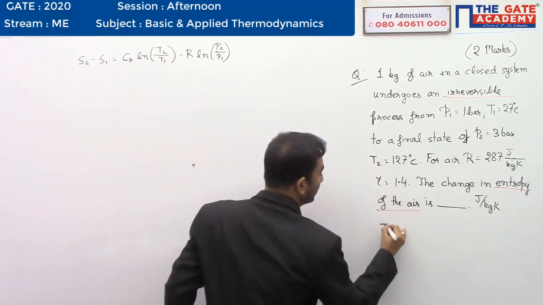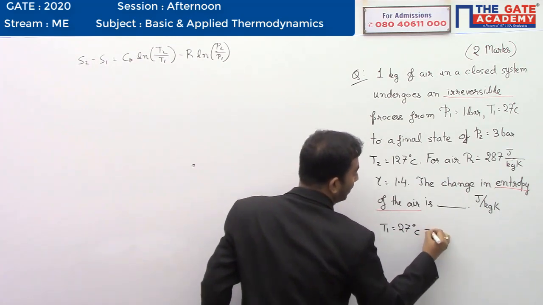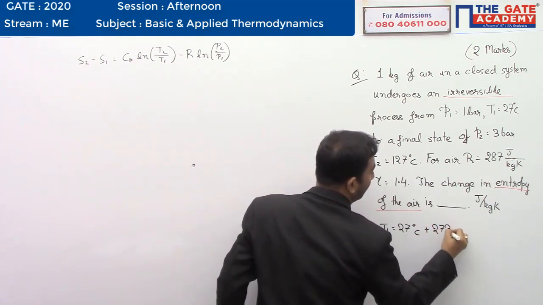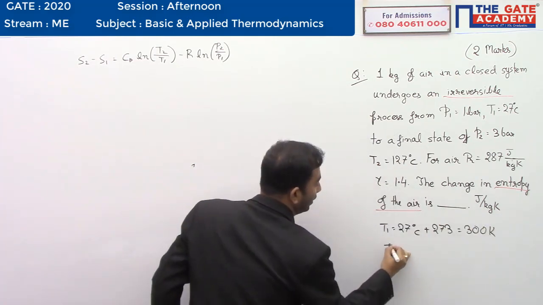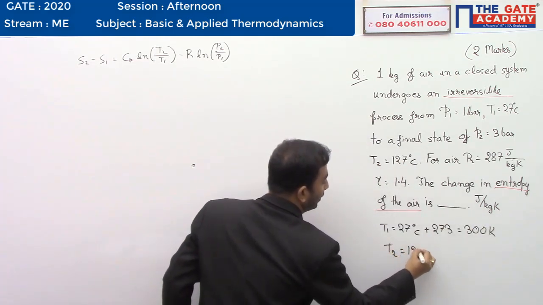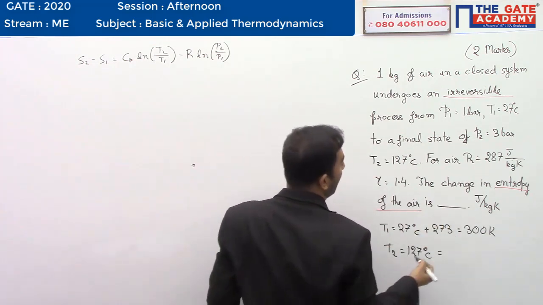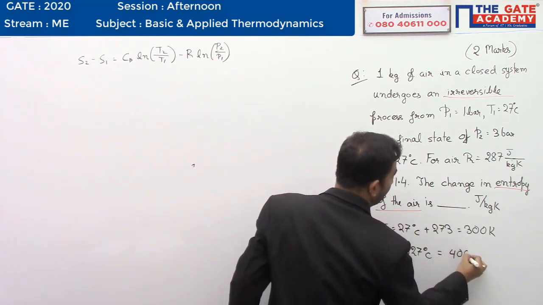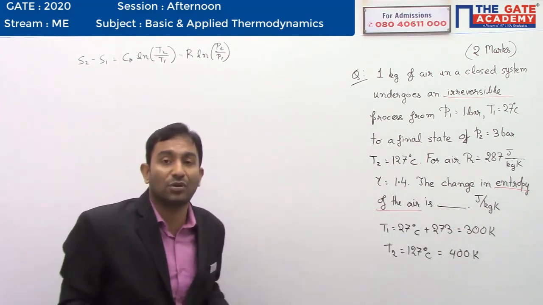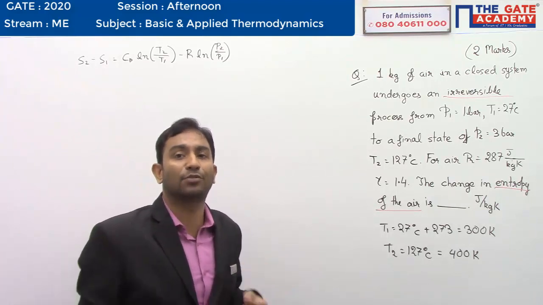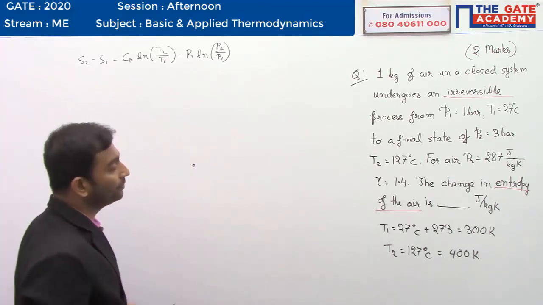So T1 is equal to 27 degrees centigrade. So plus 273 if I do, I'll get 300 Kelvin. Nice. And T2 is equal to 127 degrees centigrade. If I add 273 to this, I'll get this as 400 Kelvin. Very good. Nice. No problem at all. Now we have found out the temperatures in absolute temperature terms. Very good. I'll simply replace the values.